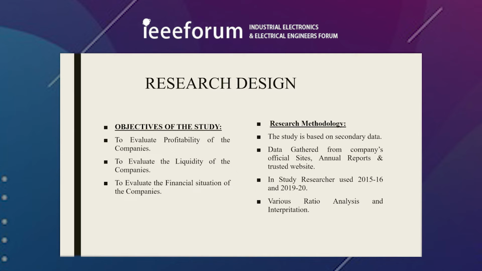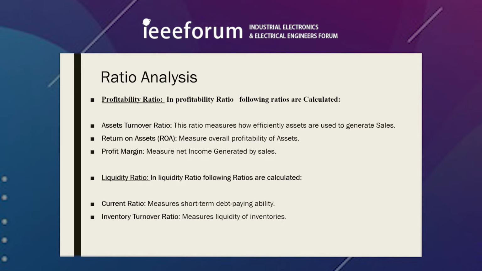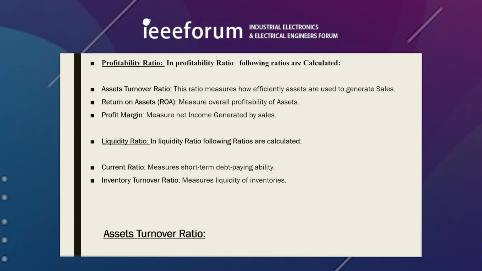In this research, I used various ratios. In profitability ratios, the asset turnover ratio, return on assets, and profit margin ratio are calculated. The asset turnover ratio measures how efficiently assets are used to generate sales. Return on assets measures the overall profitability of assets, and the profit margin ratio measures the net income generated by sales. In liquidity ratios, the current ratio and inventory ratio are measured. The current ratio measures short-term debt-paying ability, and the inventory ratio measures the liquidity of inventories.